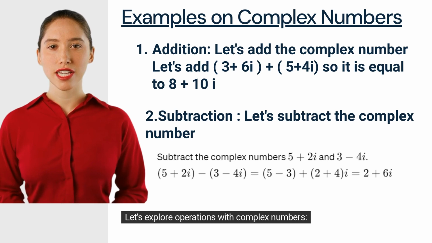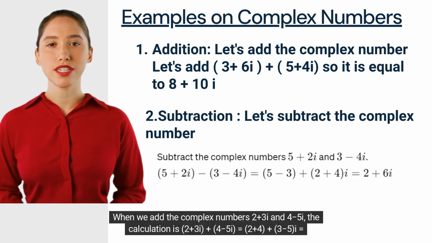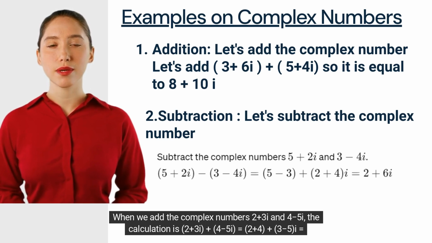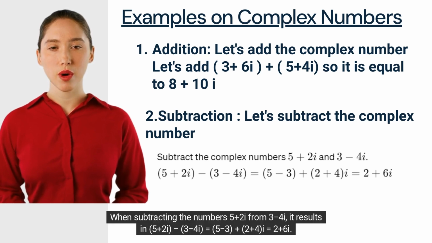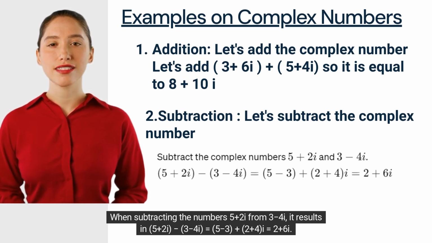Let's explore operations with complex numbers. When we add the complex numbers 2 + 3i and 4 - 5i, the calculation is (2 + 3i) + (4 - 5i) = (2 + 4) + (3 - 5)i = 6 - 2i. When subtracting the number 3 - 4i from 5 + 2i, it results in (5 + 2i) - (3 - 4i) = (5 - 3) + (2 + 4)i = 2 + 6i.